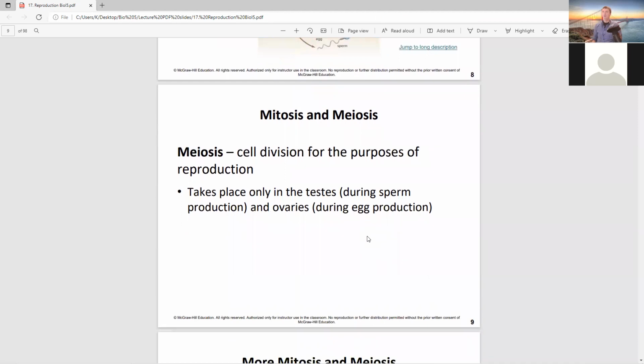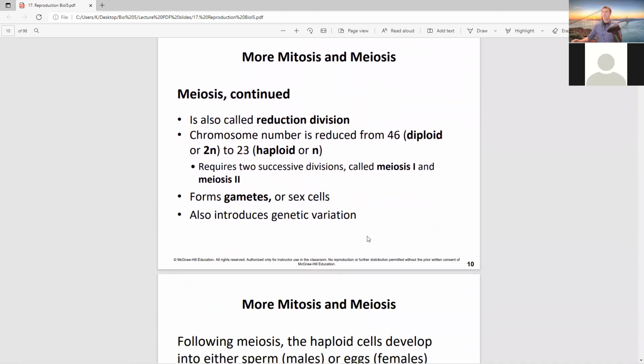So cell division for the purposes of reproduction is called meiosis and takes place only in the testes during sperm production and ovaries during egg production. So this is called reduction division. The chromosome number is reduced from 46 to 23, which we call diploid to haploid. And this requires two successive divisions called meiosis 1 and meiosis 2. And this forms gametes, or sex cells, and also introduces genetic variation.